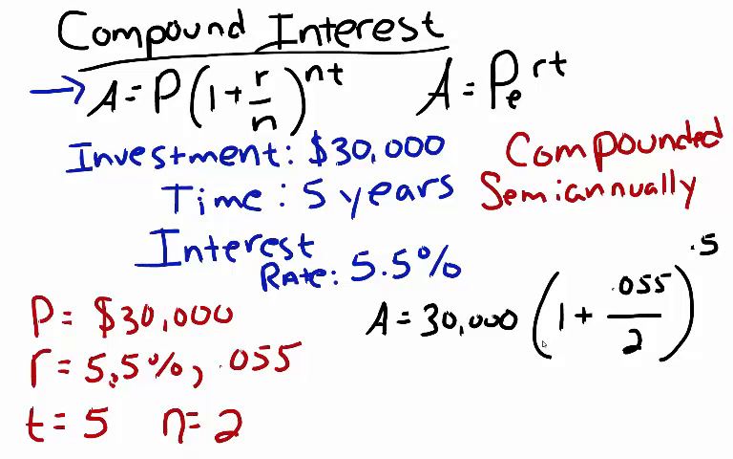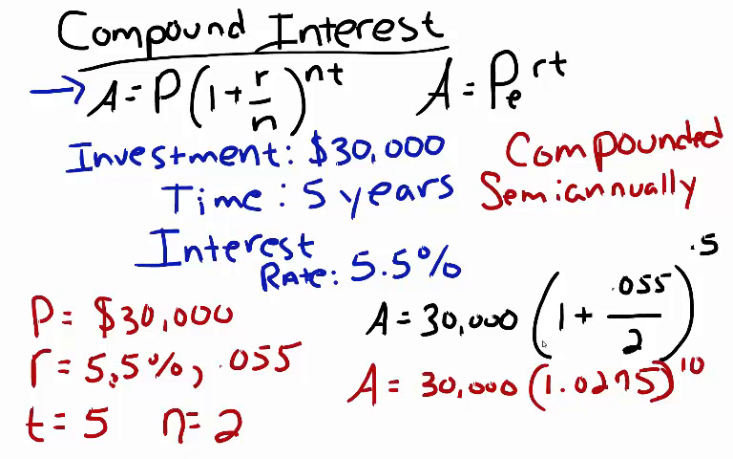Let's simplify our expression by working inside our parentheses first. If we add 1 to 0.055 divided by 2, we'll get 1.0275. That will be raised to the power of 2 times 5, which means we're raising it to the power of 10. And we're multiplying by P, our initial investment amount of $30,000.